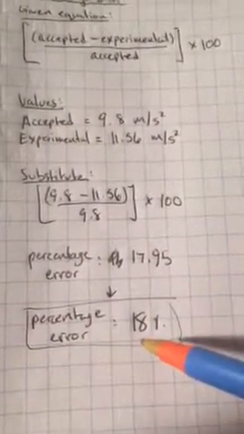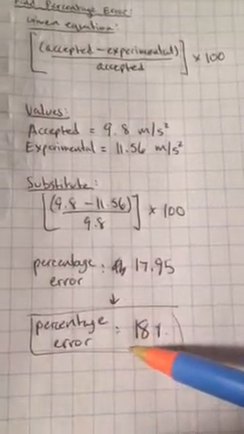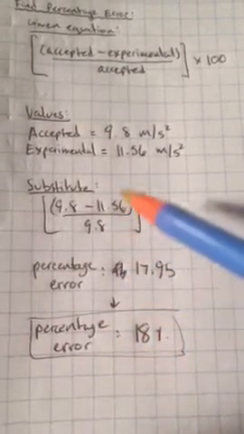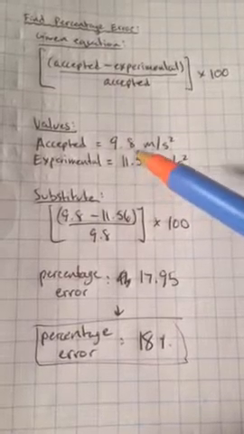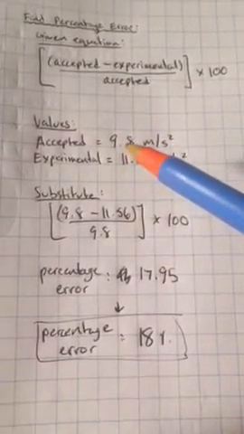So that means we were about 18% off from the accepted theoretical value of 9.8 meters per second squared. So there you have it. That was our lab, and those are our results.